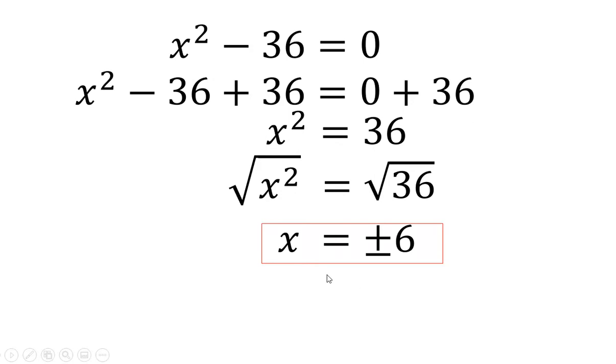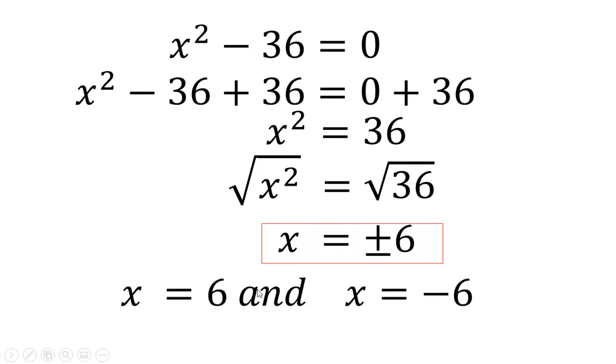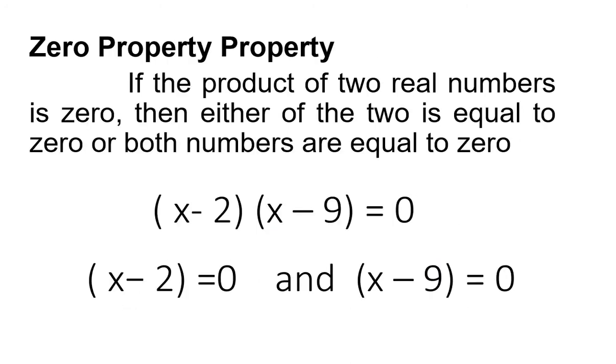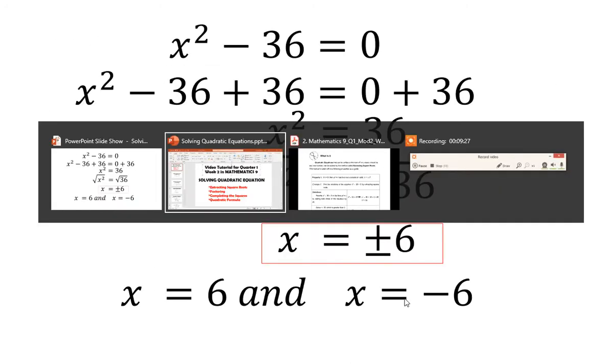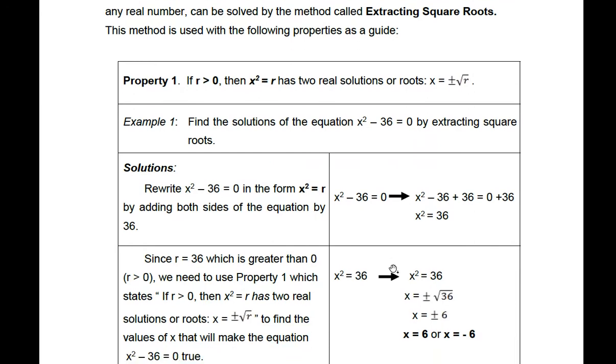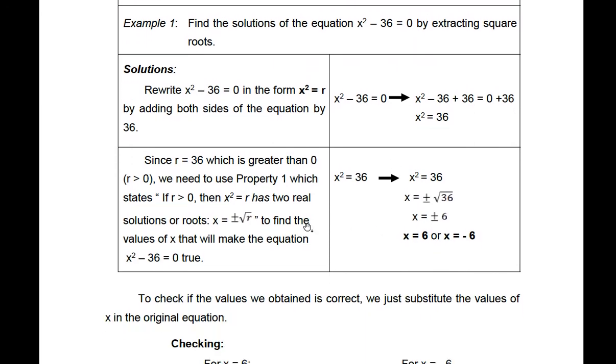Two values of x. So, x equals positive 6 and x equals negative 6. That's positive and negative 6. We just separate the two values. Then after, go back here, this is what happened. So positive 6 and negative 6.